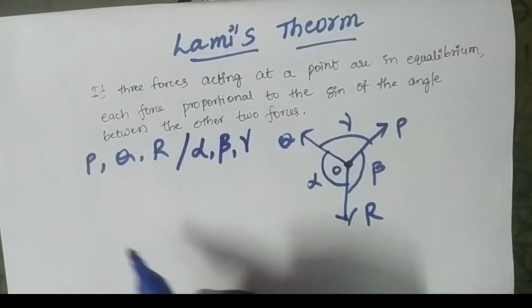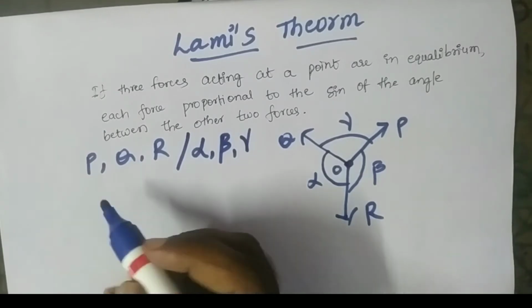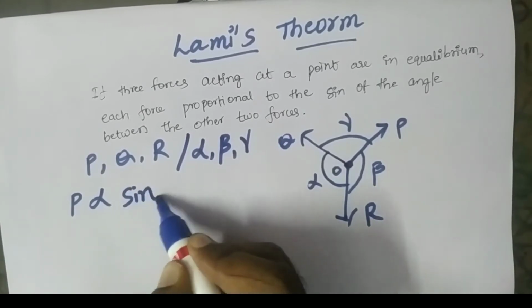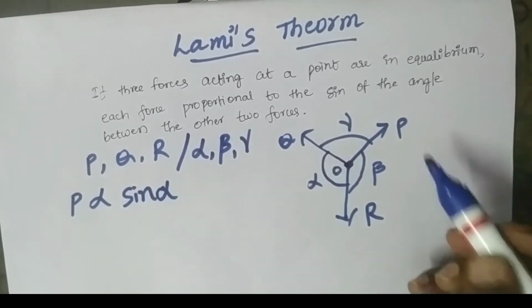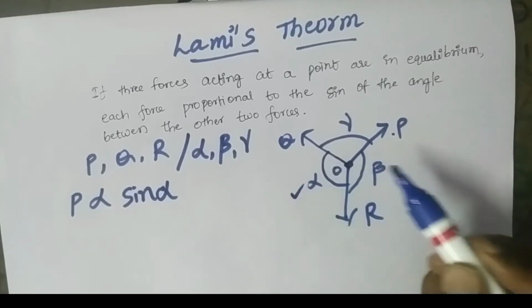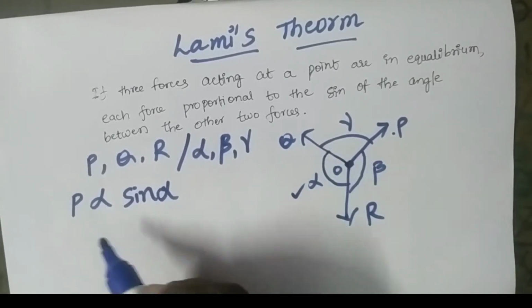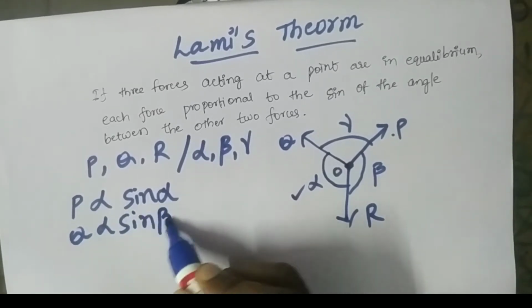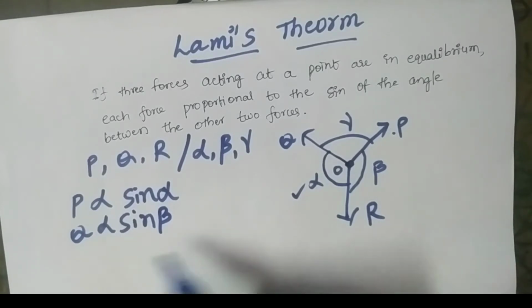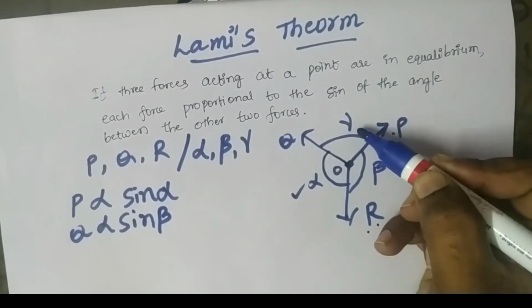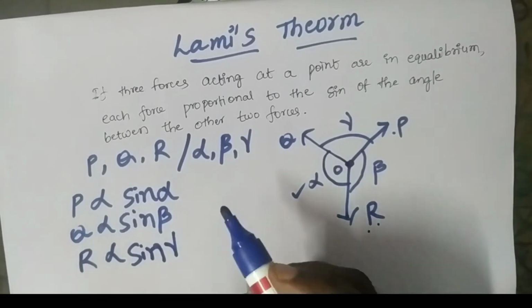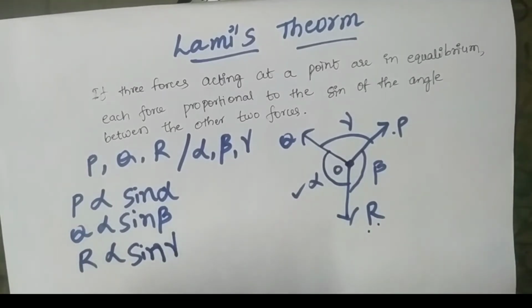According to the statement, each force is proportional to the sine of the opposite angle. P's opposite is alpha, so P is proportional to sine alpha. Q's opposite is beta, so Q is proportional to sine beta. The third force is R, and R's opposite is gamma, so R is proportional to sine gamma. This is the statement of Lami's theorem.